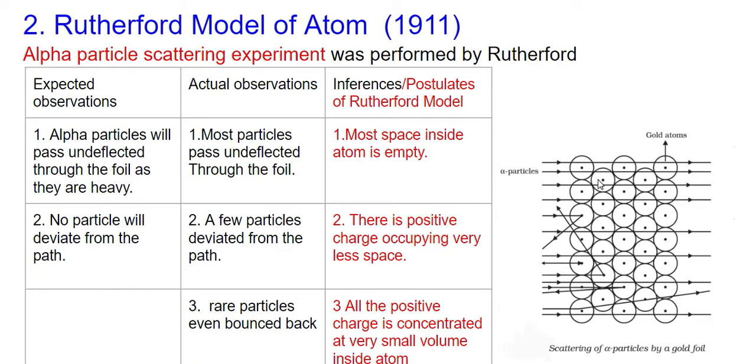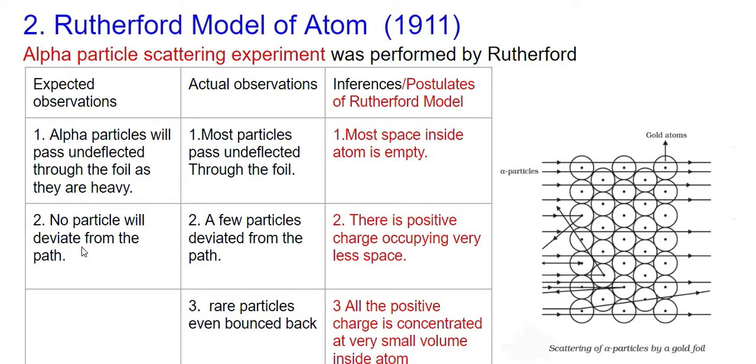Now, when they are passing undeflected, see the diagram. These are shown by the straight lines. It means most of the space inside the atom is empty. There is nothing to stop the alpha particles. So, they are moving straight. So, this is the first inference from the experiment. Most space inside the atom is empty.